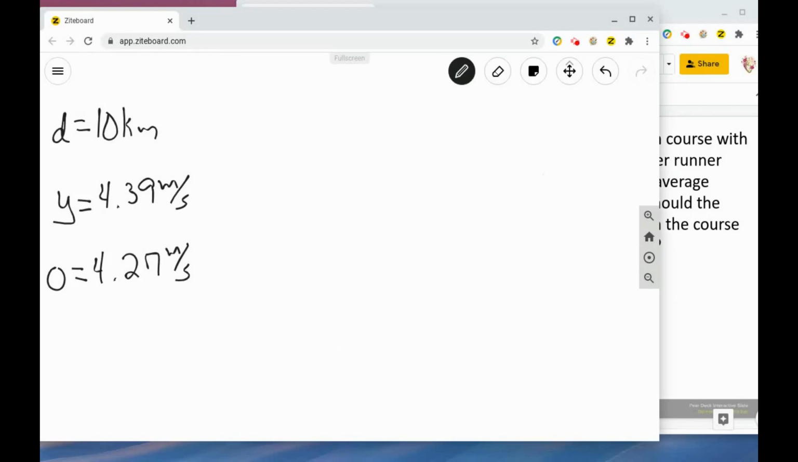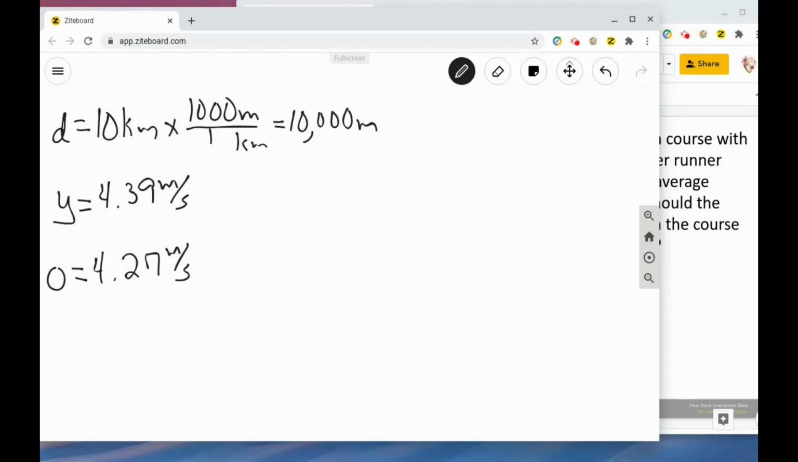Now, one of the first things we have to do is look at our units. The speeds are in meters per second and the distance is in kilometers. So we need to get that kilometers in meters. So 1 kilometer is 1,000 meters. So this is going to be a 10,000 meter course.